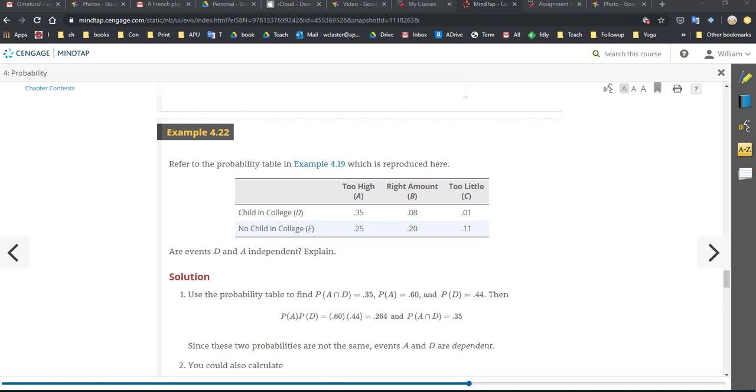So I'll let you read through this to see whether these two events are independent or not. If someone thinks that someone has a child in college, does that affect whether they think that the tuition is too high or not? You might think that maybe it does, right? Because if you have a child in college, you're going to be very sensitive to the tuition. Whereas if you don't have a child in college, you might not be thinking about it that much, so you might not care that it's high. So you might think that these are going to be dependent, but let's do the actual calculation to see the way it actually turns out.